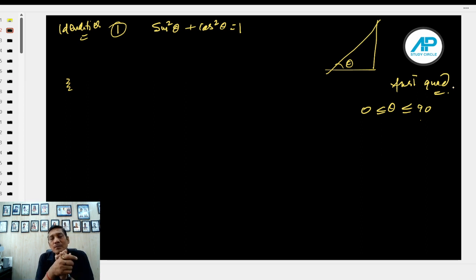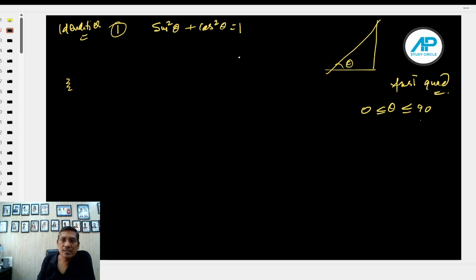And then the other point is that we will always be taking the values of all these functions as positive, because our trigonometry is confined only to the first quadrant. I hope you understand what I'm trying to tell you.